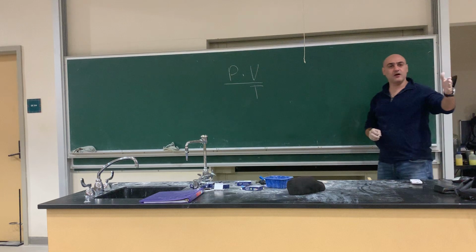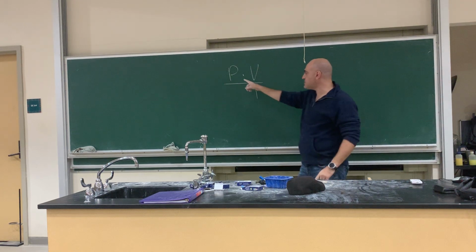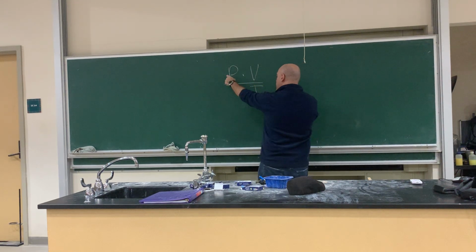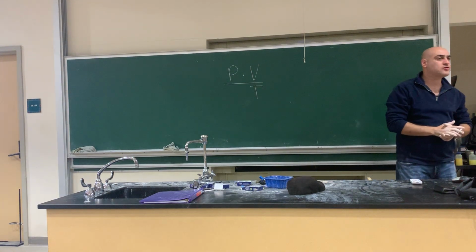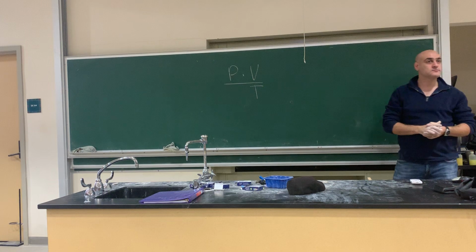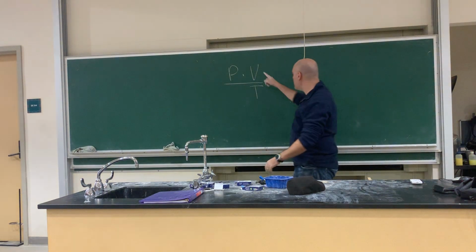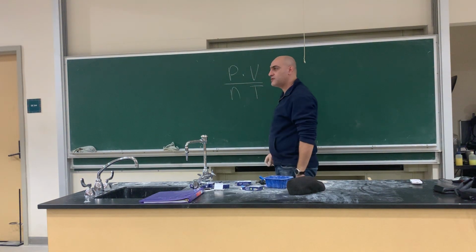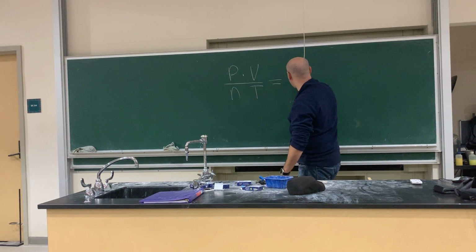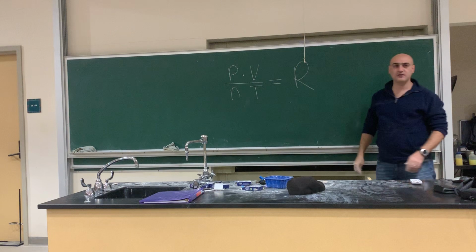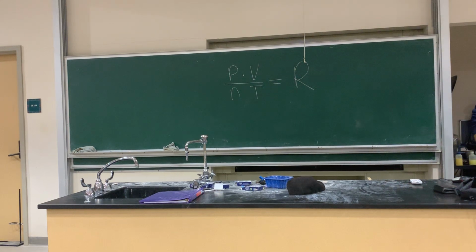What about Amontons' law? Amontons studied pressure versus temperature. So I'm going to say P over T represents a constant. What about Avogadro's law? Volume versus mole. So V over n is equal to a constant. So P times V over nT, guys, must be equal to a constant. And we're going to call this constant the universal gas constant. Oh, there's a value associated with it. And I'll bring that up.